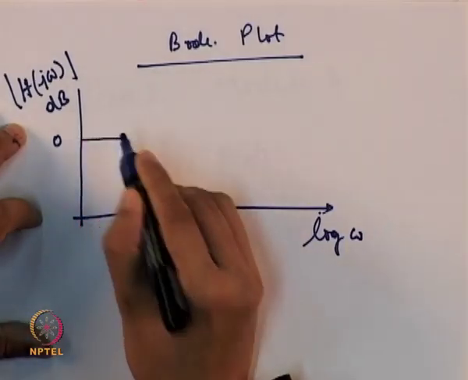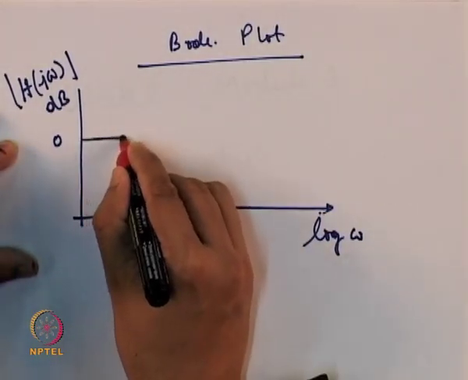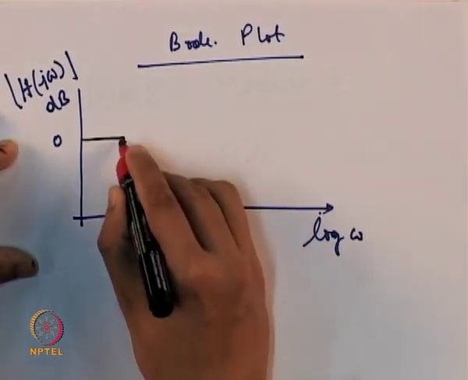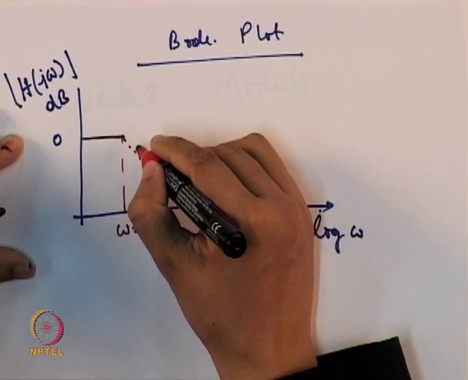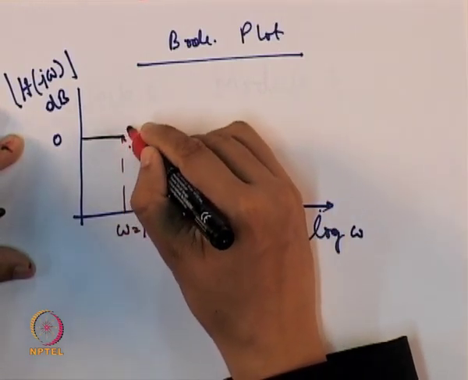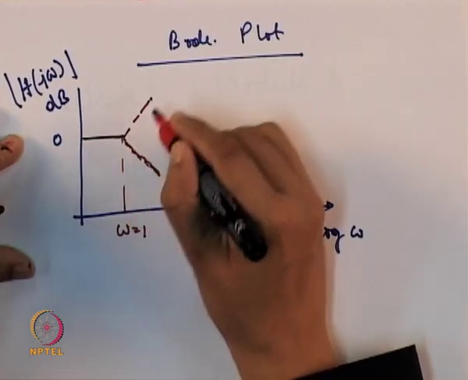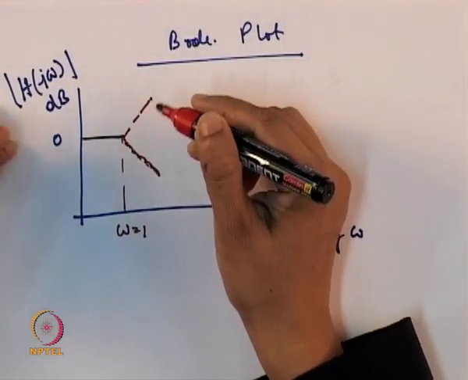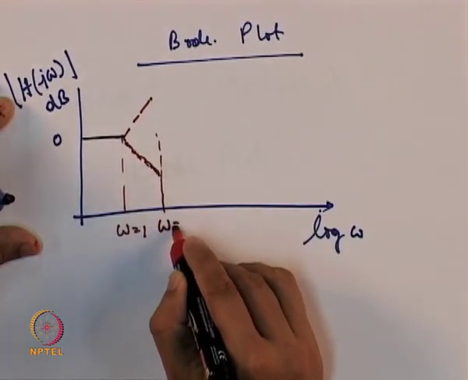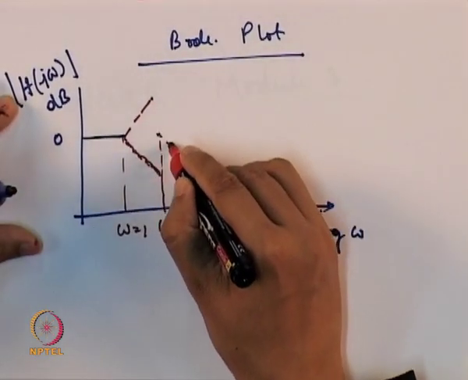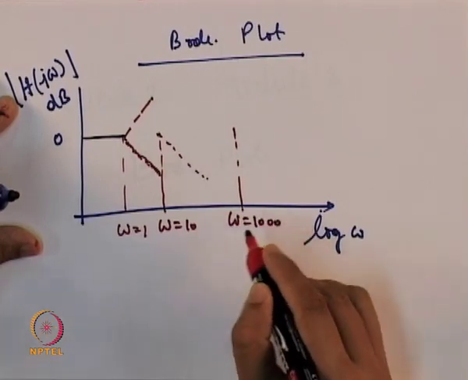So, we first start with 0, and we are first of course plotting only the asymptotes. At omega equal to 1, there is a plus 20 dB per decade rise due to the presence of the 0. And then at omega equal to 10, there is a fall, okay. And then again at omega equal to 1000, there is a fall.